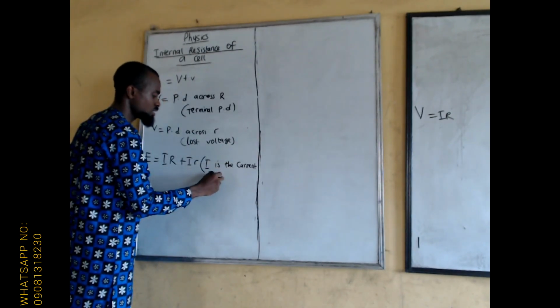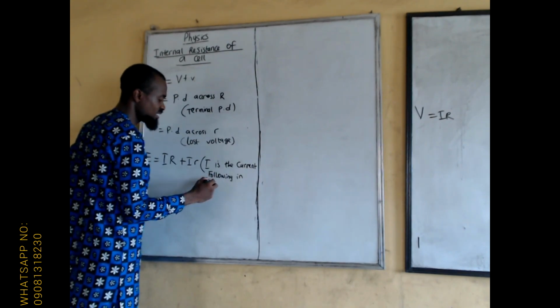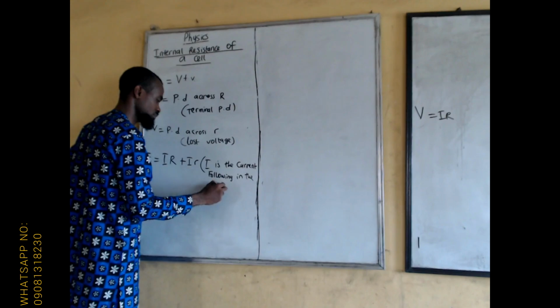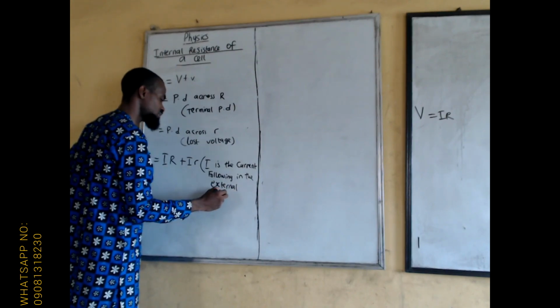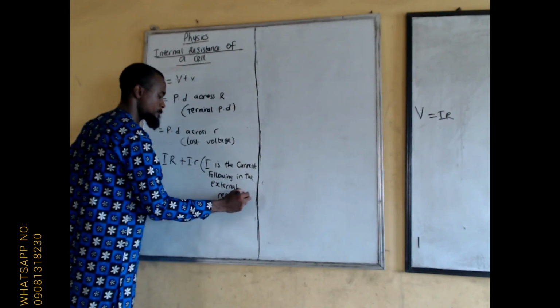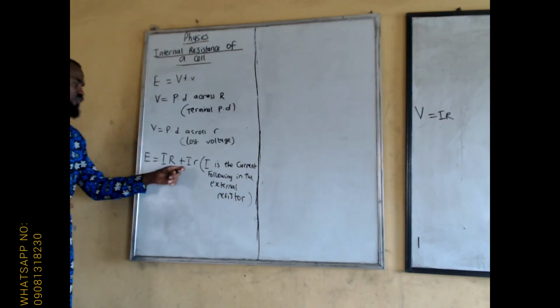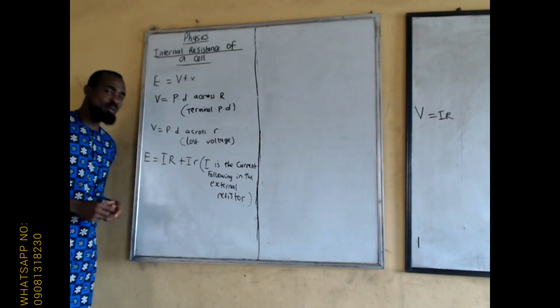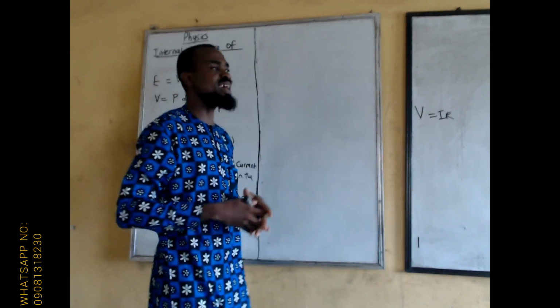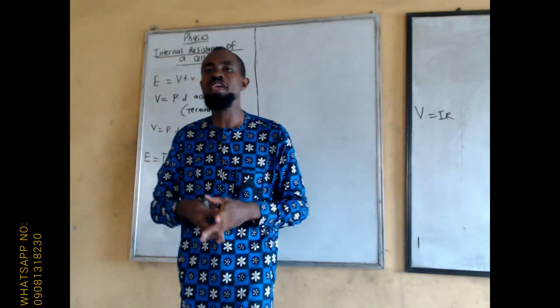flowing in the external resistor. We are using the same I, but we use different R. The reason why we use the same I is because the current that is flowing in the external resistor is also the current flowing within the cell.